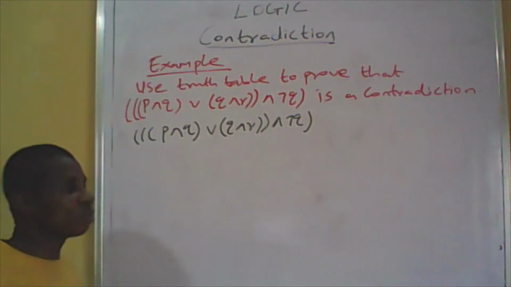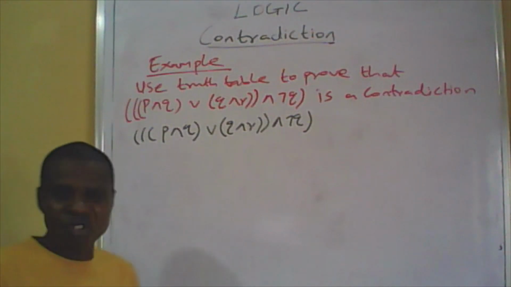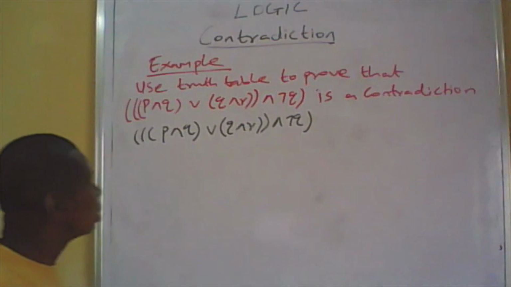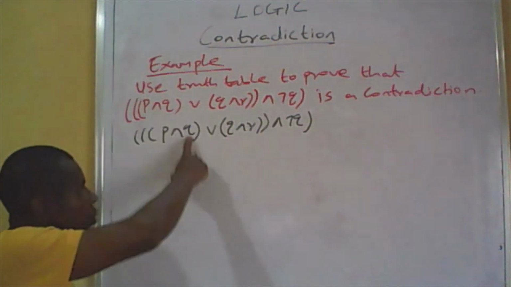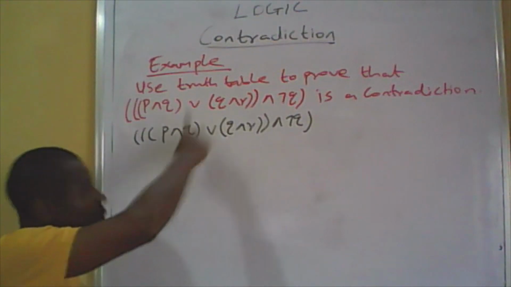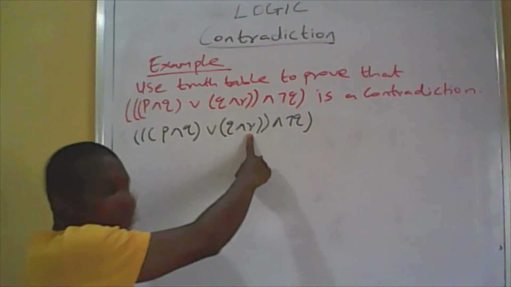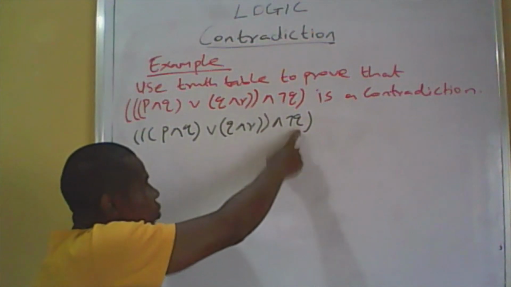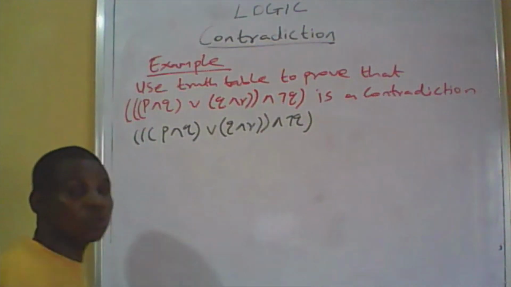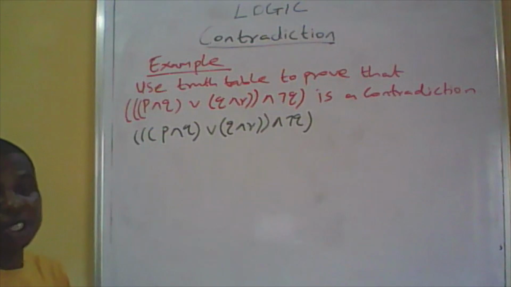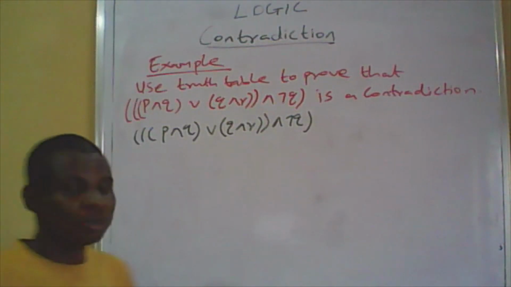But before then, how many simple statements are involved in this statement? We have P, Q, and R, and not Q. You have Q already, so not Q is the negation of this Q. So you have three simple statements involved in this statement form.